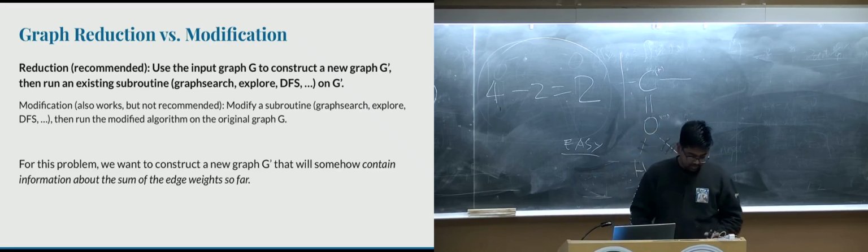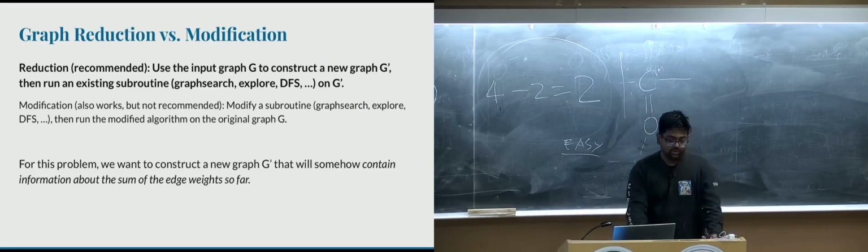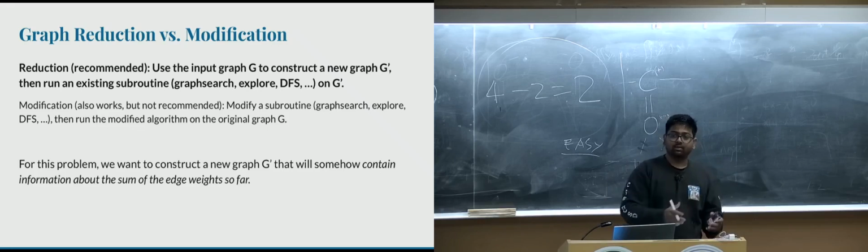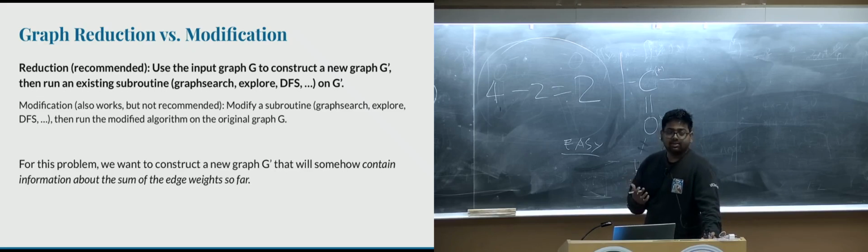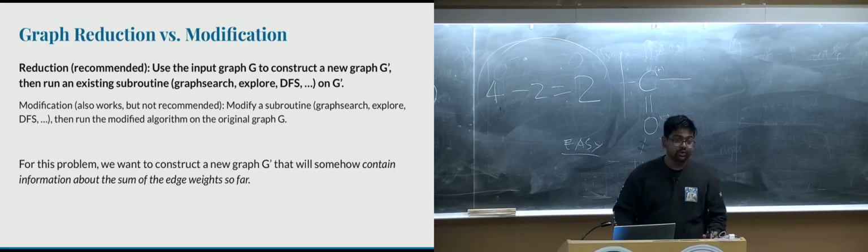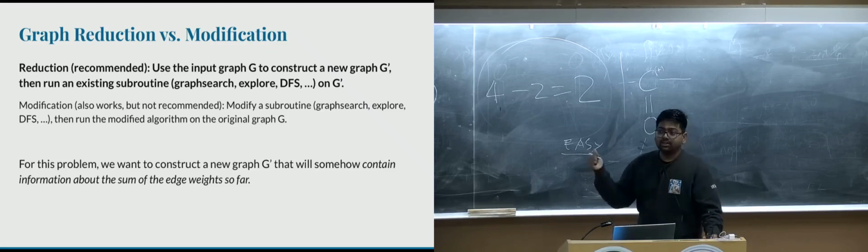Whereas for modification, you modify the subroutine itself. So now you no longer have a concrete base that you can just plug and play. You have to develop your own algorithm. The challenge here is that it's a little bit difficult to prove, because even a trivial thing you will have to prove from scratch. So we always recommend using reduction here. Any question on these two things? Okay, great.